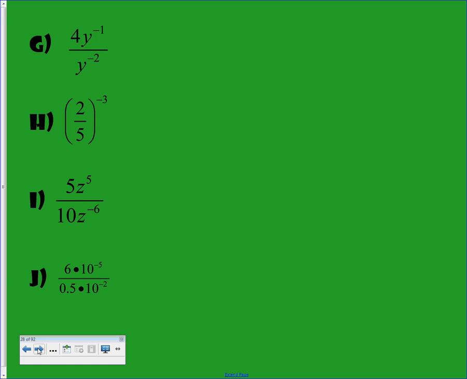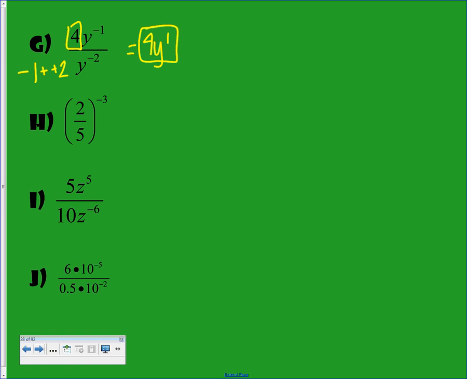So I've got G. 4 is just a number, so that's different. So it's just going to move over. Now I'm going to subtract. Now watch your negatives. Negative 1 minus a negative 2, because I'm dividing, I'm going to subtract my exponents. That turns into negative 1 plus 2, so that just turns into y to the first, or just y.